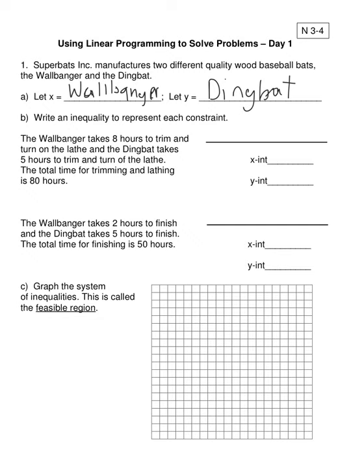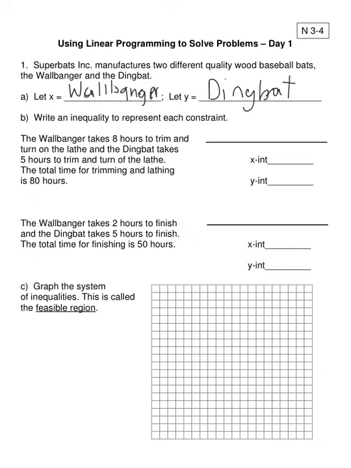Okay, now we're going to write an inequality to represent each constraint. Now the constraints, remember, are what make a problem true. So they give us restrictions. For the first one, the wall banger takes 8 hours to trim and turn on the lathe, and dingbats take 5 hours to trim and turn on the lathe. So basically, a lathe is what you put wood on, and it spins and it cuts something to the shape you want it.